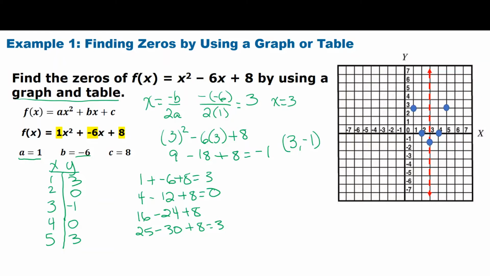And then here's my other 2 points. Now I can graph my parabola. Now the question says to find the zeros. So my zeros are going to be found right here at (2, 0) and (4, 0). So my zeros are going to be found at 2 and 4. So 2 and 4. All right.